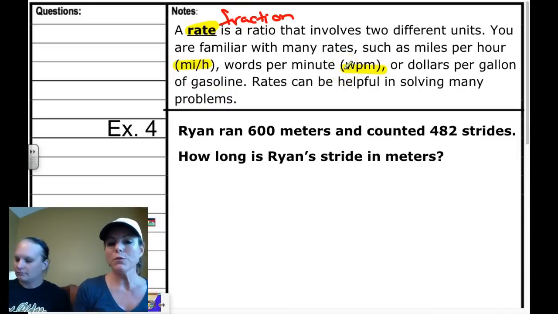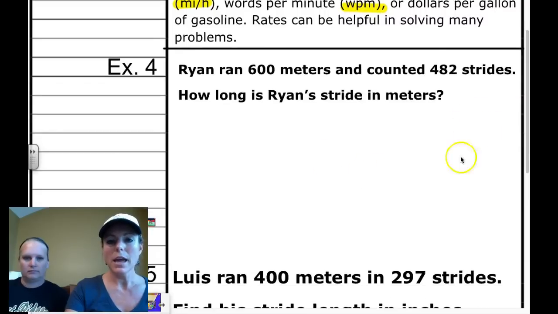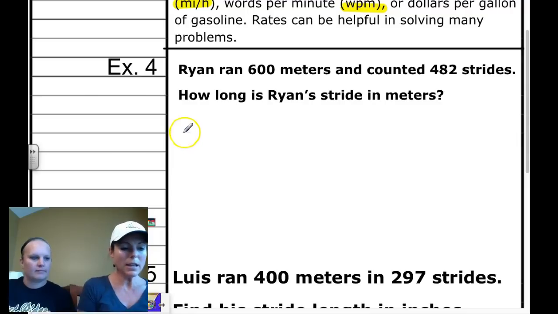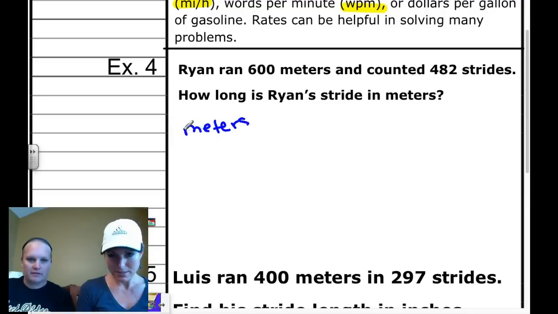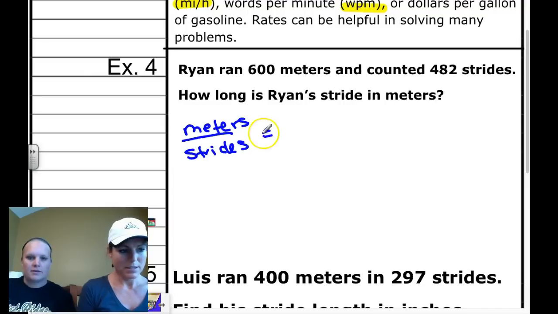So let's do example 4. Ryan ran 600 meters and counted 482 strides. How long is Ryan's stride in meters? So we've got meters, that's one of our units, and we've got strides, that's our other unit. So we just plug it in.